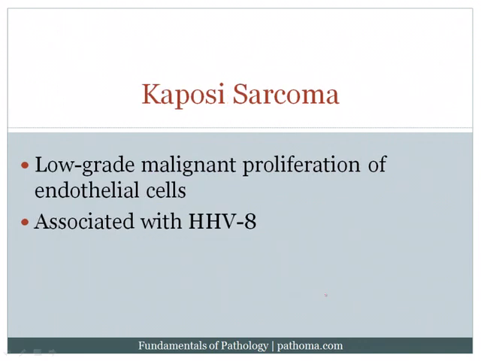And the last tumor that we want to discuss, and probably the highest yield tumor in this section, is Kaposi's sarcoma. Now, this is a low-grade malignant proliferation of endothelial cells, but what's super important is that it's associated with HHV8. That's the virus that drives this tumor. And if you go back to our neoplasia lecture, you'll recall that when I talked about viruses that cause tumors, one of them was HHV8 causing Kaposi's sarcoma.